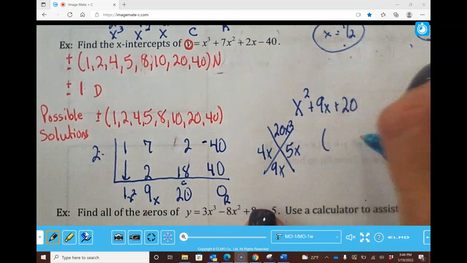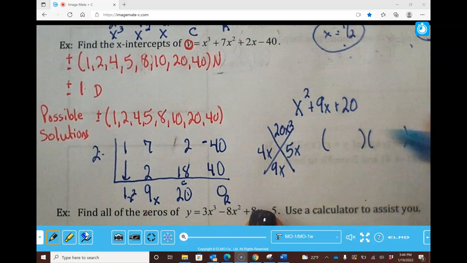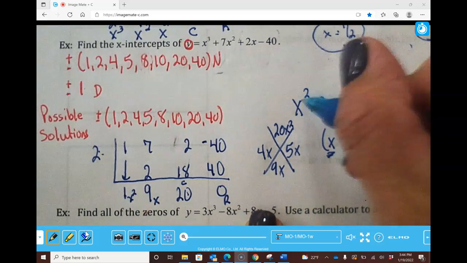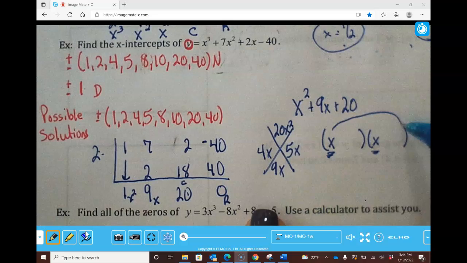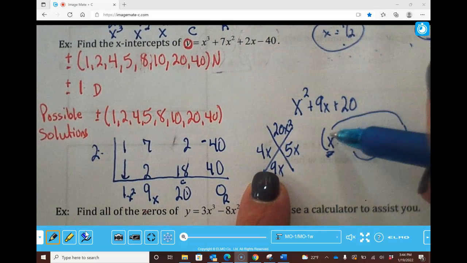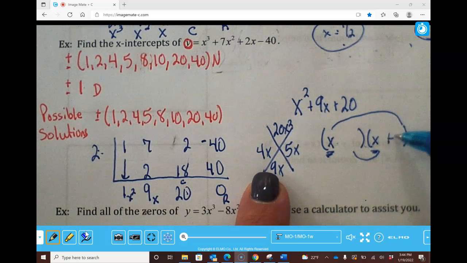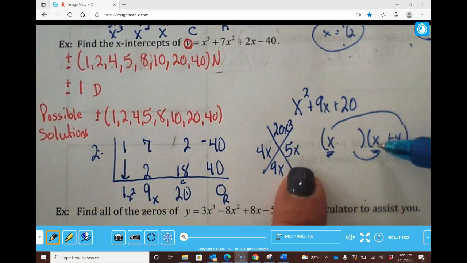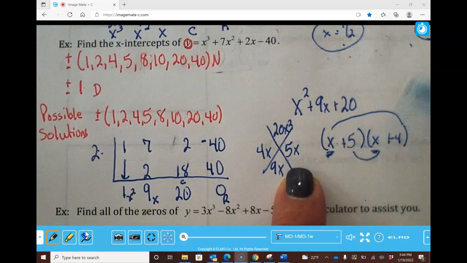And now I'm going to make my factors or my parentheses. And I'll put my x's in there. And remember, x times x is x squared, so this is going to work. And now these are both x, so I'll let this x times a +4 make 4x. And I'll let this x times a +5 make this 5x.